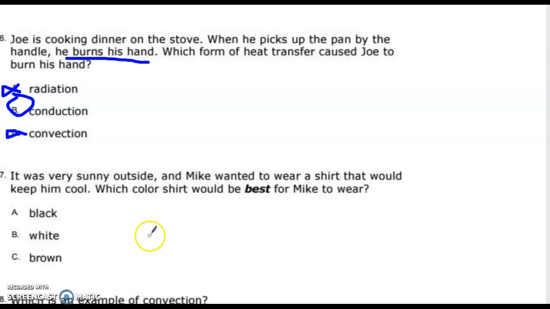Remember those easy questions I talk about that you can't miss? That's one of them. It's very sunny outside. Mike wants to wear a shirt that would keep him cool. What color shirt is best for him to wear? Landon. A white shirt. We know that darker colors absorb heat. We talked about that in class.